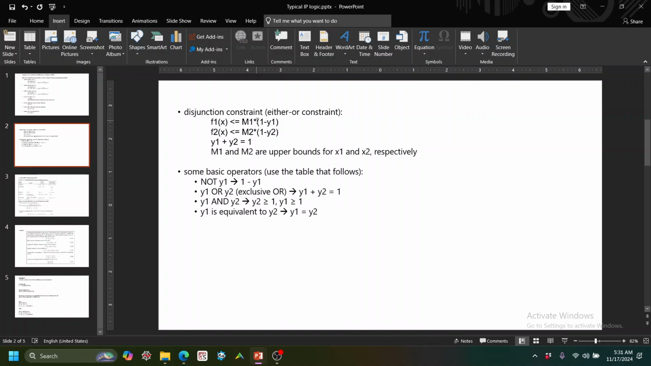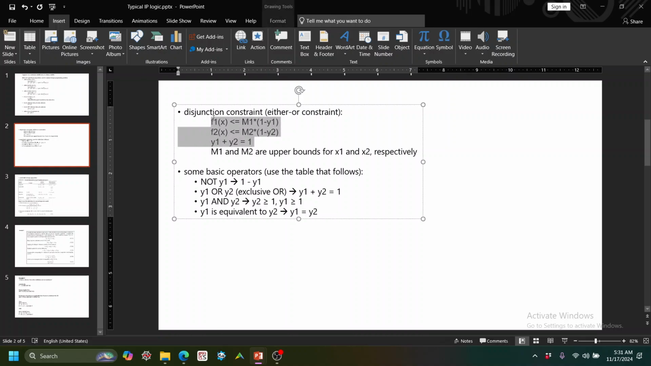I would expect is then y1 and y2, but nonetheless, y1 plus y2 equals 1. So it's either-or. If we have two constraints in this case, f1 and f2, and we have to pick one of them, it's an either-or constraint. Both constraints cannot happen. So this is the formulation that we can write and utilize.